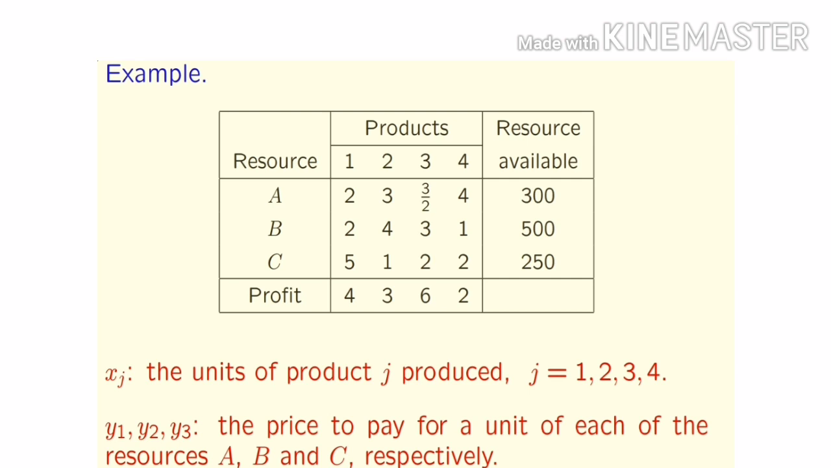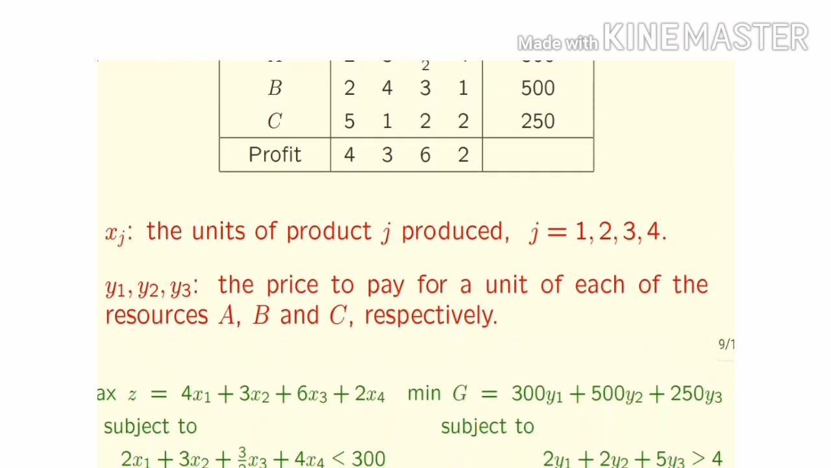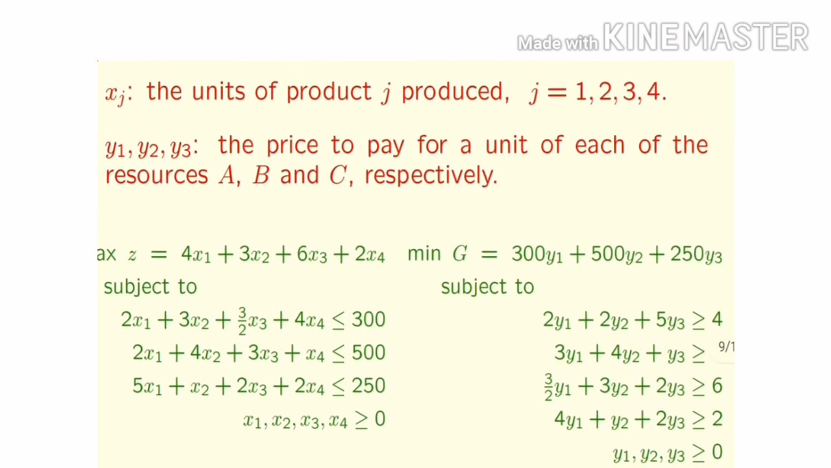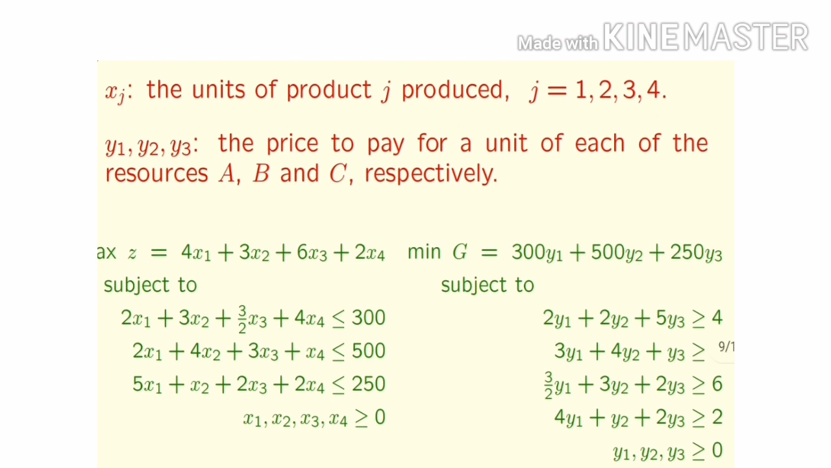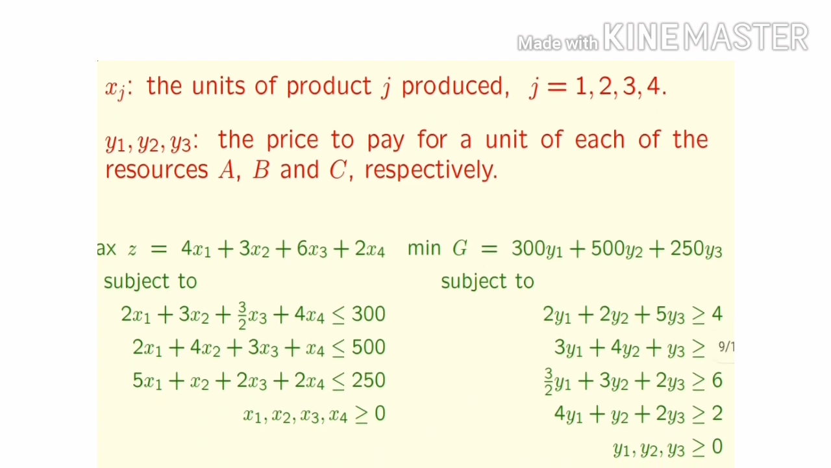Similarly for the food products 2, 3 and 4 we shall have the constraints 3y1 plus 4y2 plus y3 greater than or equal to 3, 3/2 y1 plus 3y2 plus 2y3 greater than or equal to 6, 4y1 plus y2 plus 2y3 greater than or equal to 2, and the non-negativity constraints y1, y2, y3 each greater than or equal to 0. That is, the problems are respectively these two. Now these two problems will be called duals of each other.